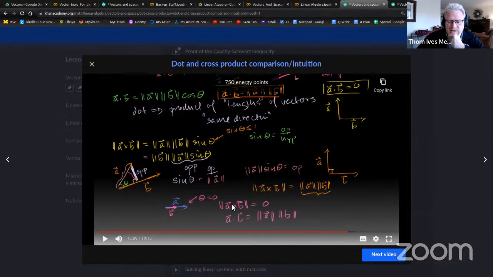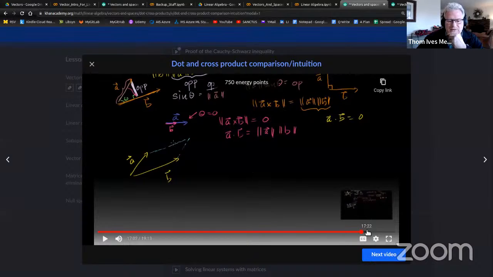So A cross B, when they're exactly in line with each other, like right here, theta equals 0, well, the cross product's 0. But for the dot product, they're at a maximum. And that's why he drops the cosine theta right here, because they're at 0 degrees. Whereas, again, when they're at 90 degrees, it's the flip.